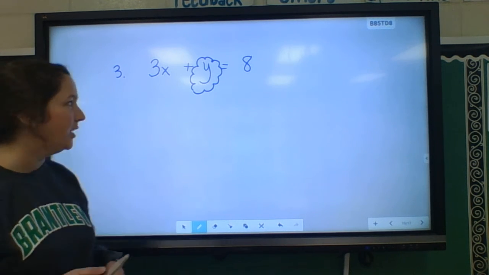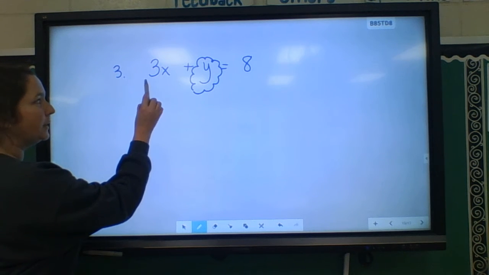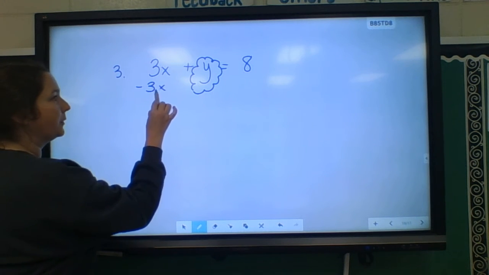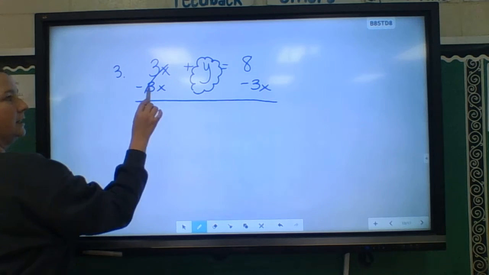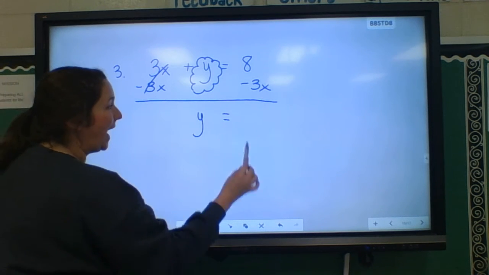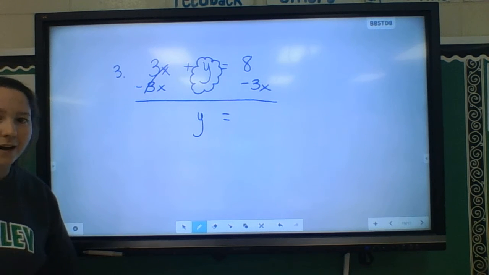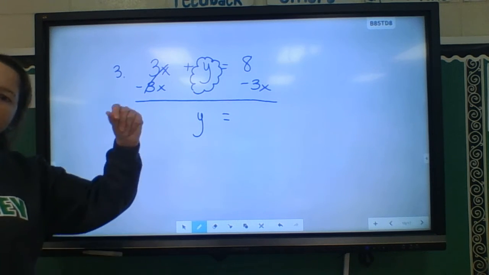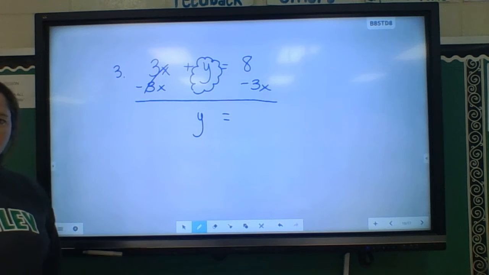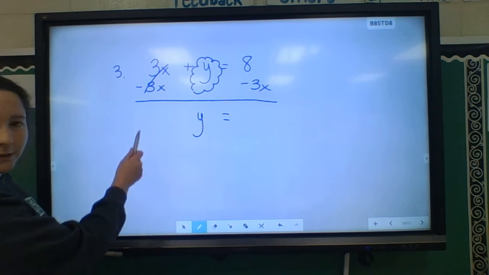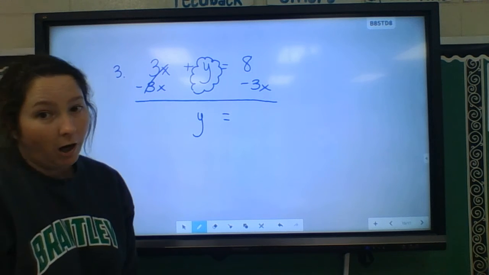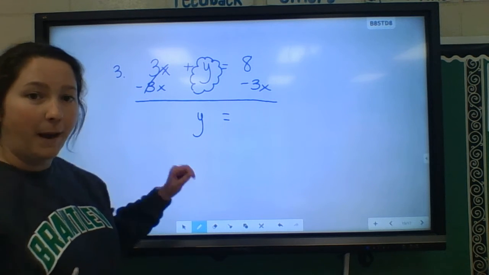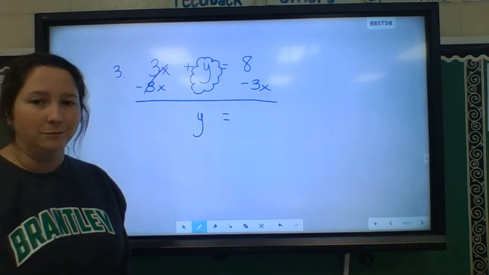Inverse operation. If this is a +3x, I can subtract 3x. Now y is all by himself. My little Mr. Grumpy old Y don't want to have any neighbors. So he goes next door and says, hey 3x, can you move across town? So 3x says, okay, I'll move across town. Packs his bags, moves across town.